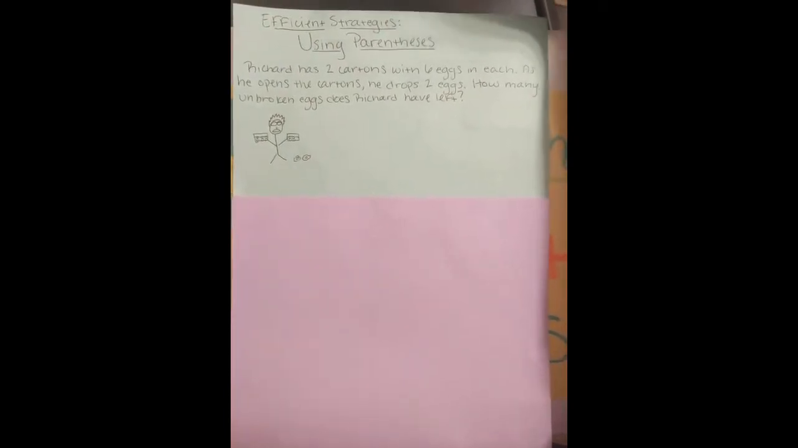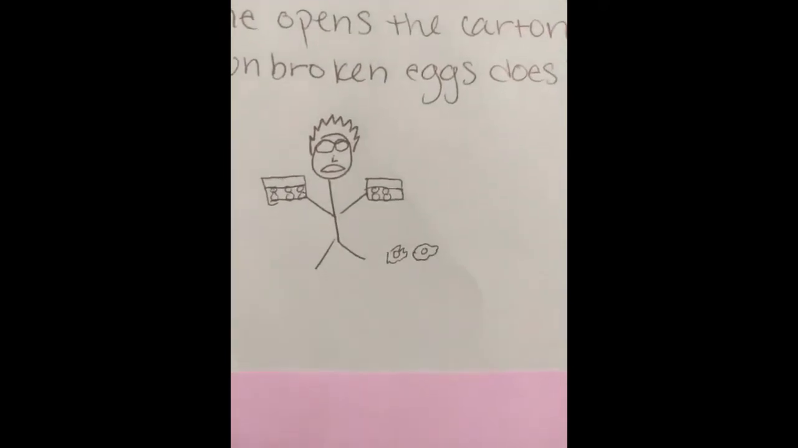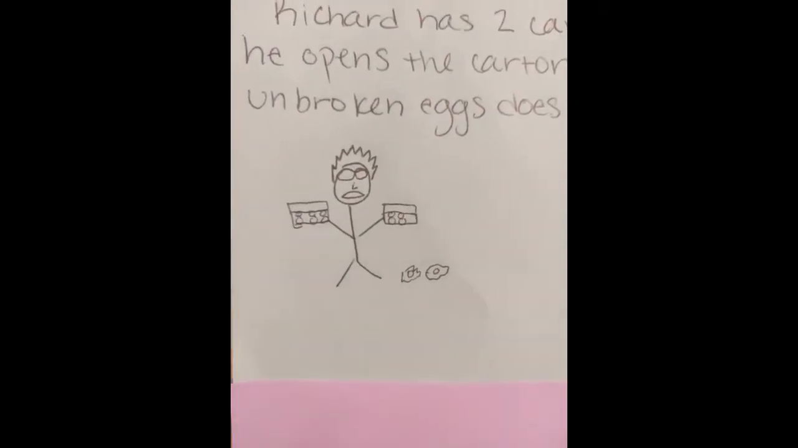Richard has 2 cartons with 6 eggs in each. As he opens the cartons, he drops 2 eggs. How many unbroken eggs does Richard have left? Have you thought about an equation to help our friend Richard? Let's go ahead and write that equation down.